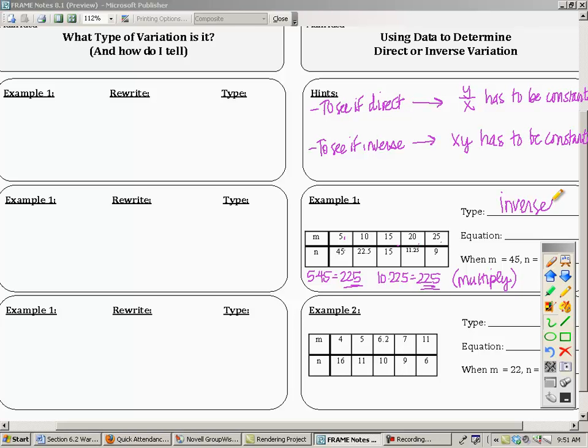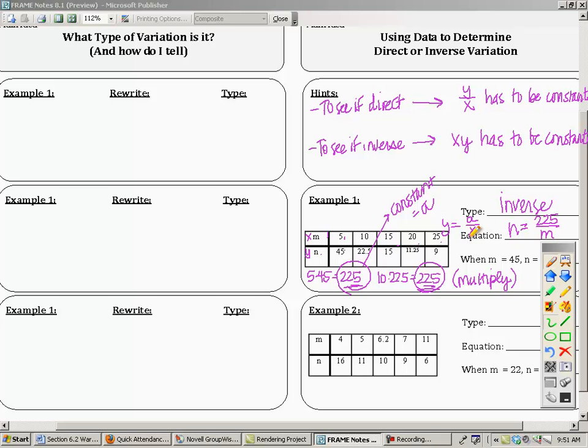Okay? And in order to figure out what the equation is, this constant number that we find they have in common is going to be our a. So when I write my equation, I'm going to use the m and the n's. This is like the x and the y's. So I'm going to say n equals, because it's the second one, 225 over m, because m was the first number in our table. So it's like an x and a y, where normally you say y equals a over x. In this case, it's n and m.